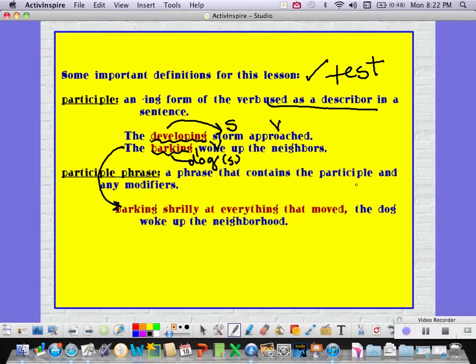Dog is still the subject, woke is still the verb. Here is a participle phrase. It's an introductory phrase, so it's got a comma. It describes the dog.